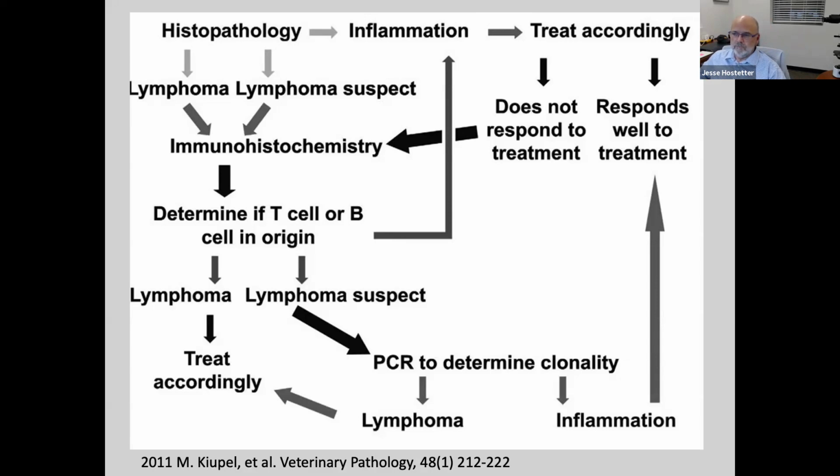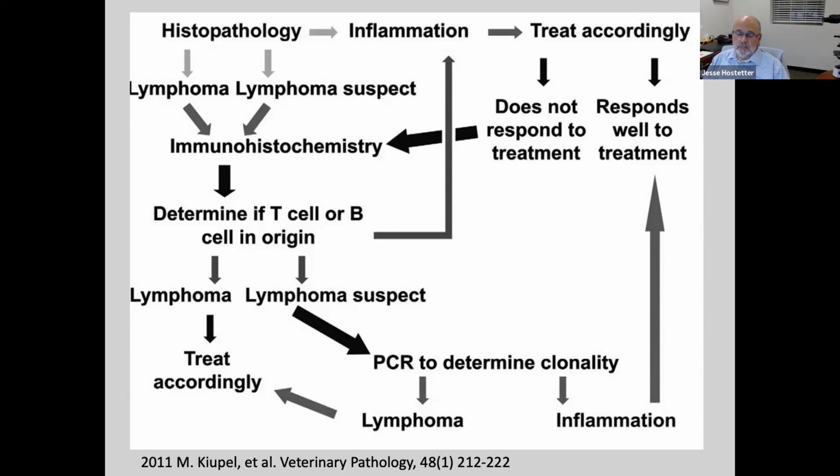If you see that obliteration of the lamina propria architecture by a monomorphic population of lymphocytes, you really have powerful evidence to suggest you have lymphoma. It would be hard pressed to call that inflammation, both in cats and in dogs.